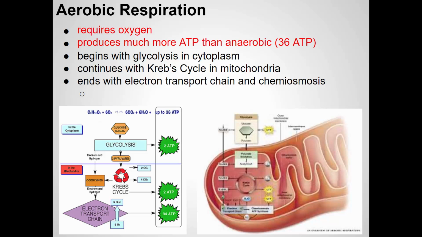So aerobic respiration produces much more ATP than anaerobic respiration. How much was produced in anaerobic? How many molecules of ATP? How many net? 2. Aerobic respiration, starting with the same 1 molecule of glucose, produces 36 or so ATP. So quite a difference. You have much more ATP through aerobic respiration. It actually starts off the same way as anaerobic respiration, with glycolysis in the cytoplasm.